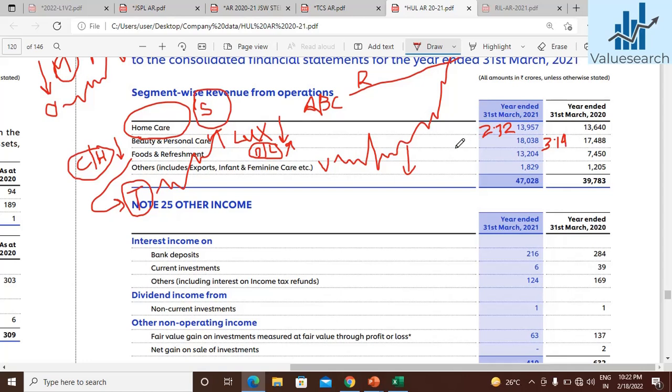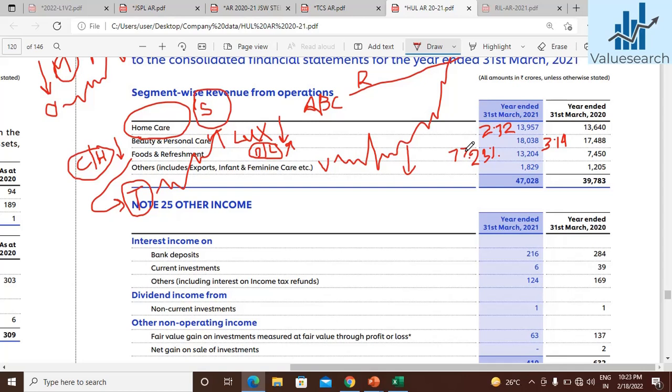Now if you look at food and refreshment segment of this particular company, you will see a huge growth. 13204 minus 7450 divided by 7450 multiplied by 100, it is a huge growth of 77.23%. An FMCG company which is earning this huge amount of turnover every year, for such a company having a growth of 77.23% in a particular business segment is quite phenomenal.